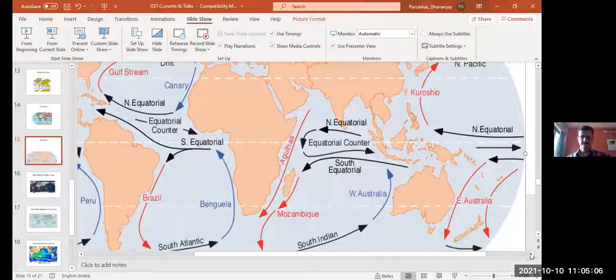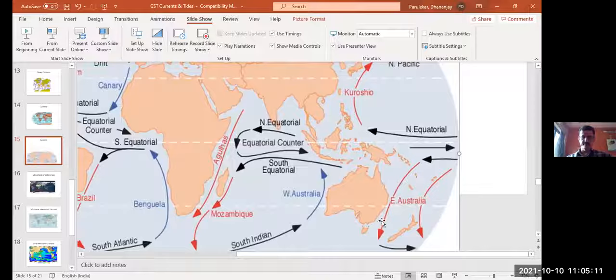Yes, sir. All of you can see Australia in the map? Yes, sir. Australia west coast, blue color going up. That means it's a cold current. Write down West Australia current. East of Australia, red color coming down. That is East Australia current. West Australia current, East Australia current.